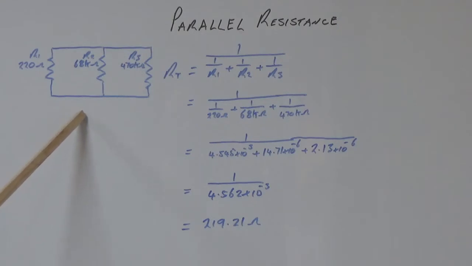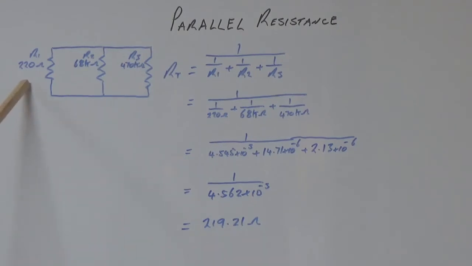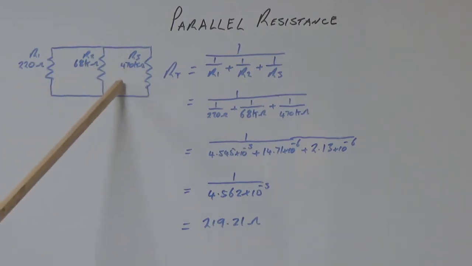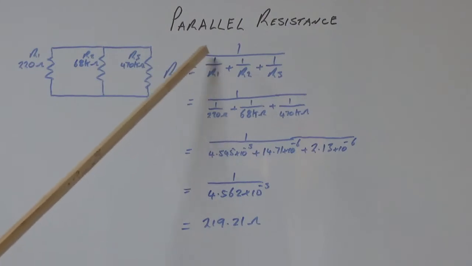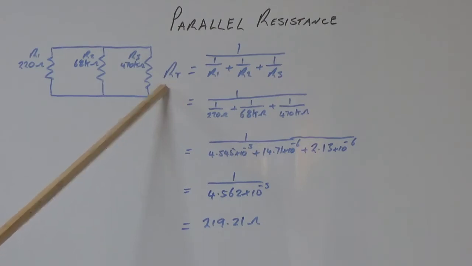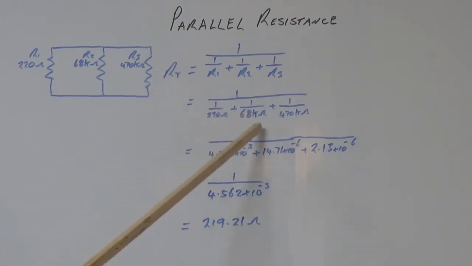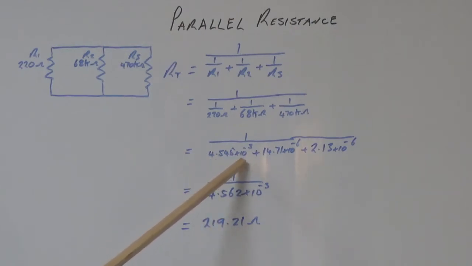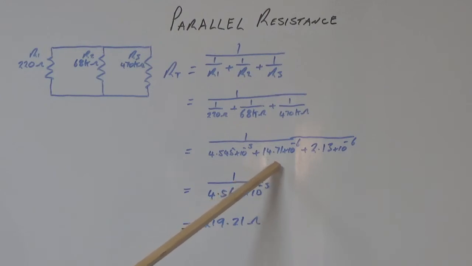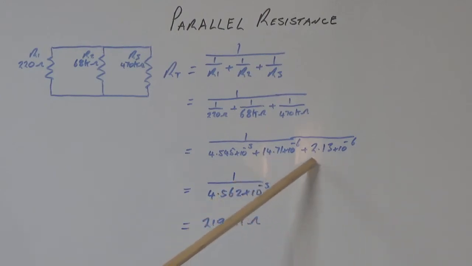So now we'll look at 3 resistors in parallel, and these are all different numbers. You've got 220 ohms for R1, 68k for R2, and 470k for R3. Now if you're working out the total resistance, you'd have to use this method here, 1 over R1 plus 1 over R2 plus 1 over R3. If you put the figures in, you've got 220, 68k, 470k, you end up with these numbers. You can see here you've got 4.545 times 10 to the negative 3, and then you've got plus 14.71 times 10 to the negative 6, and then you've got 2.13 times 10 to the negative 6.